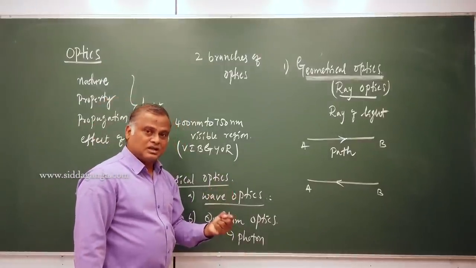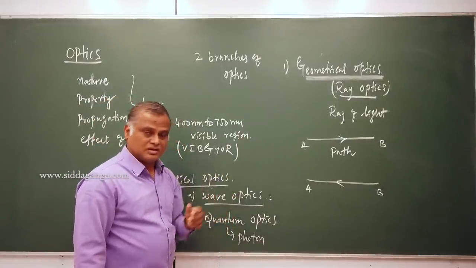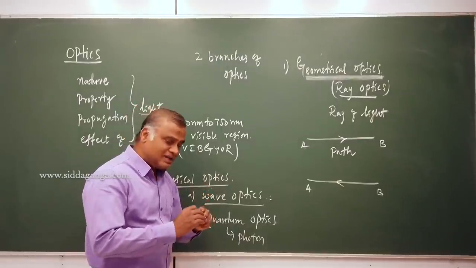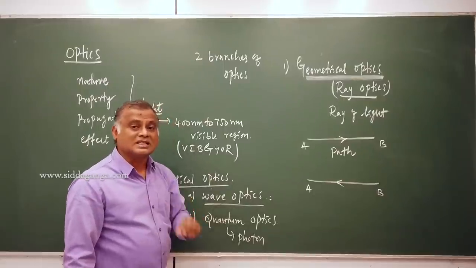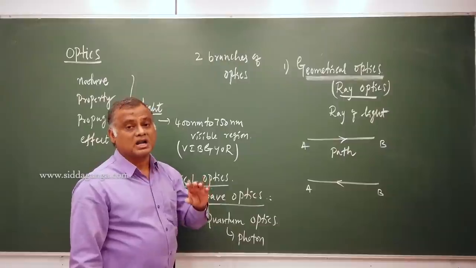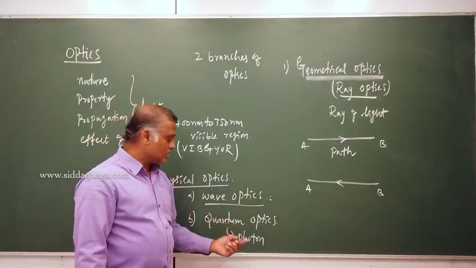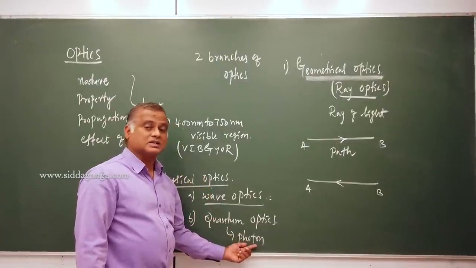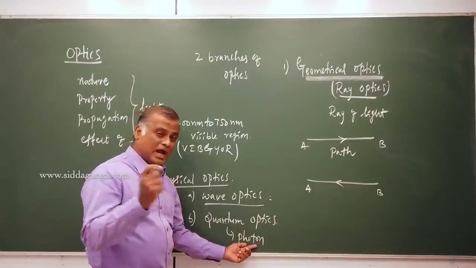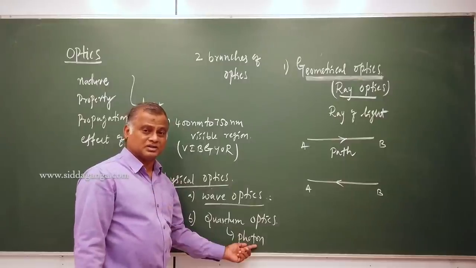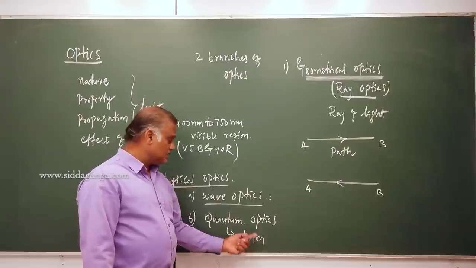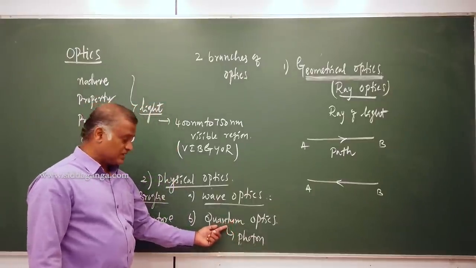That absorption of light energy and the emission of light energy is considered in the form of quanta, that is particle behavior. We call that photons. Light can be treated as particles or small packets of energy known as photons. Hence, there is quantum physics.